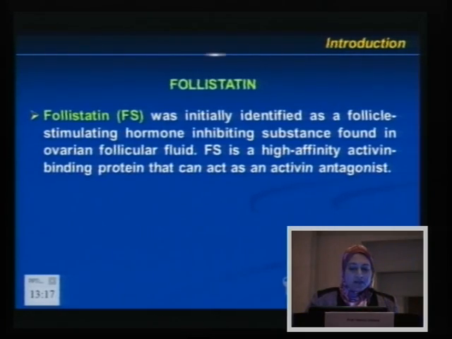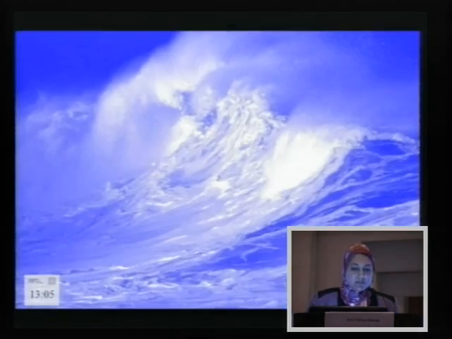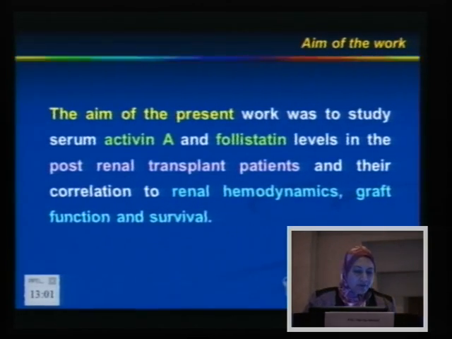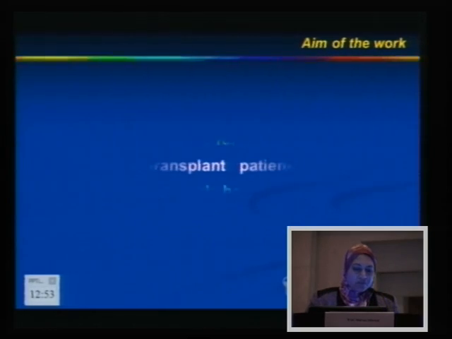Follistatin was initially identified as a follicle-stimulating hormone-inhibiting substance found in ovarian follicular fluid. It is a high-affinity activin-binding protein that acts as an activin antagonist. The aim of the present work was to study serum activin A and follistatin levels in post-renal transplant patients and their correlation to renal hemodynamics, graft function, and survival.